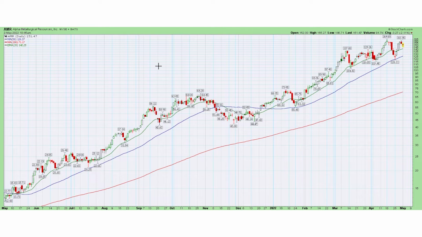Now let's get right into it. I'm looking at a chart of AMR, and it really doesn't matter the ticker. This is just for educational purposes only, not a buy or sell recommendation.